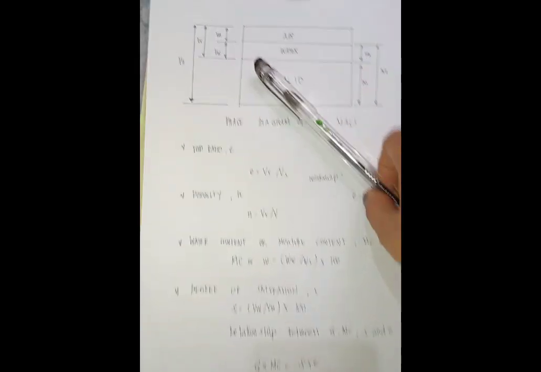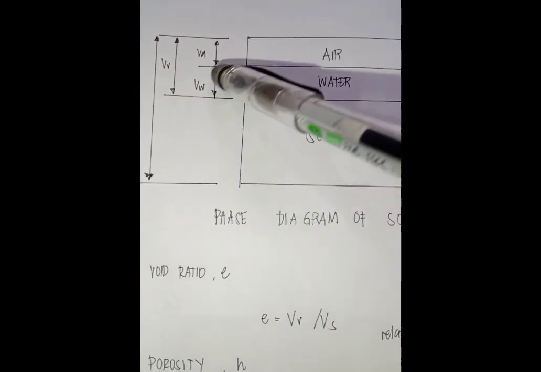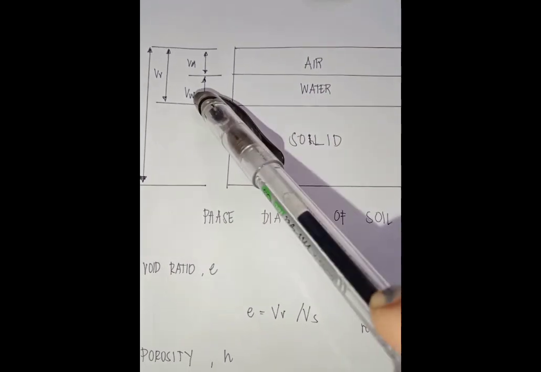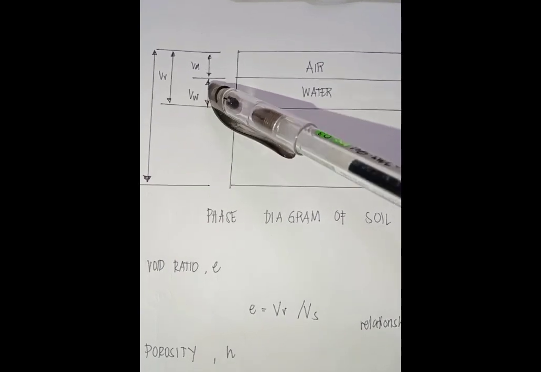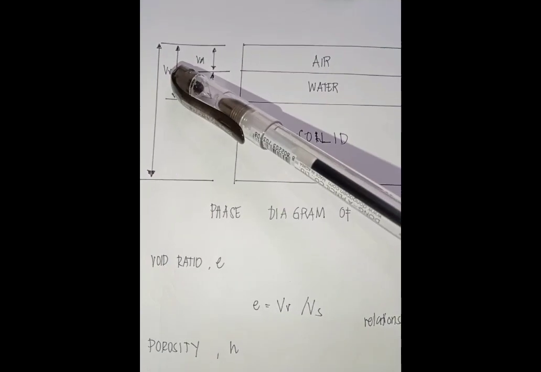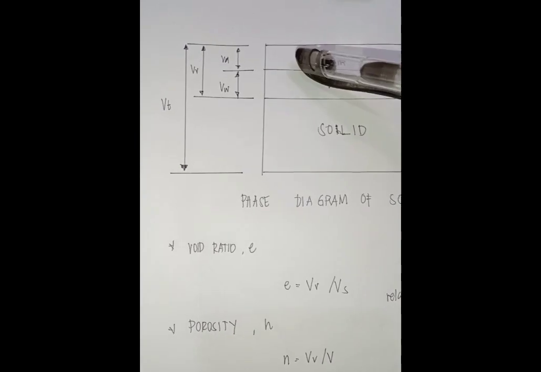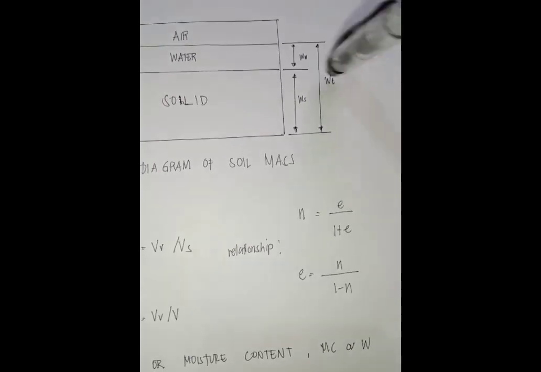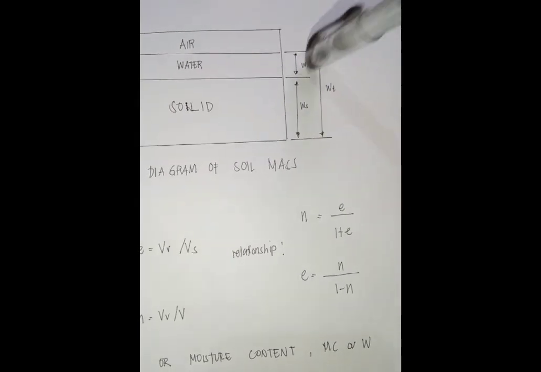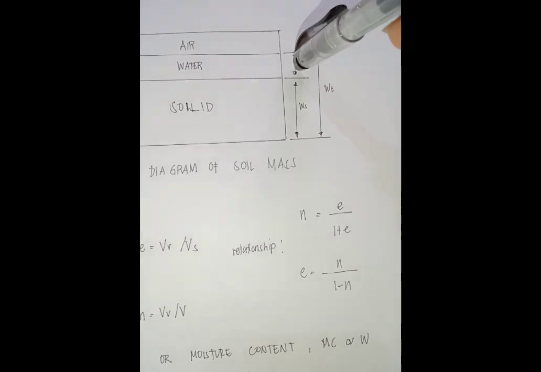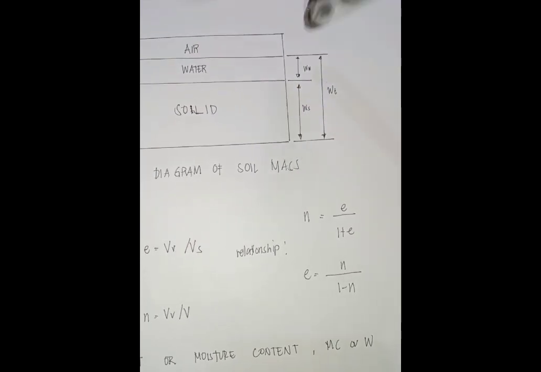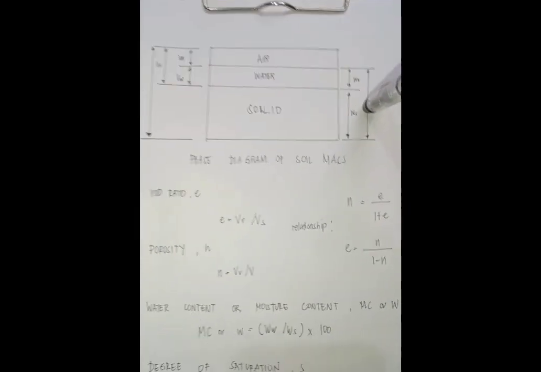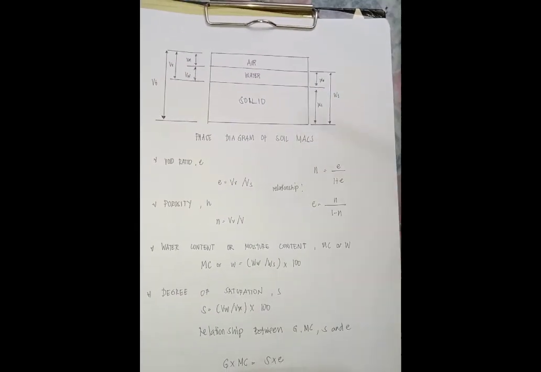So, here we have the volume of air and volume of water. Pag in-add mo yung volume of air and volume of water, it is considered as volume of void. Pag itong tatlo naman, air, water, and solid, pag pinagsama, it is the total volume. And then on the other side, we have here the weight of water and weight of solid. Pag pinagsama natin yung weight of water and weight of solid, we will get the total weight.